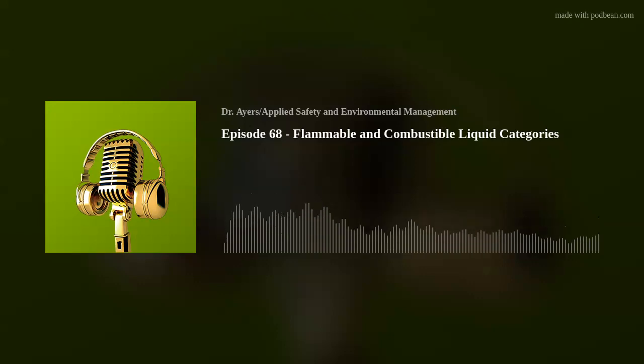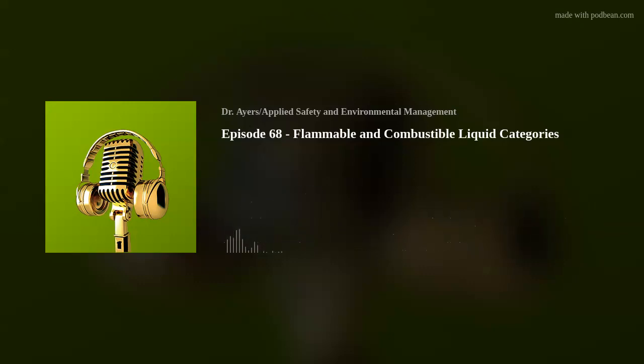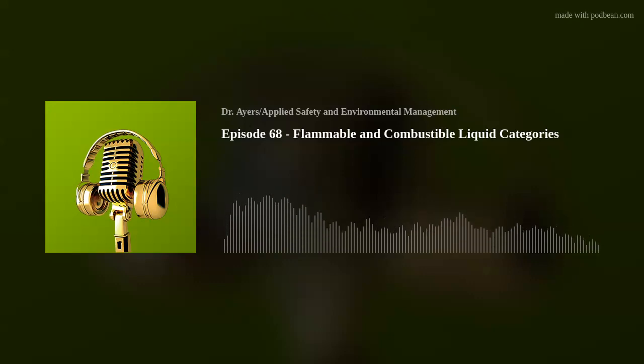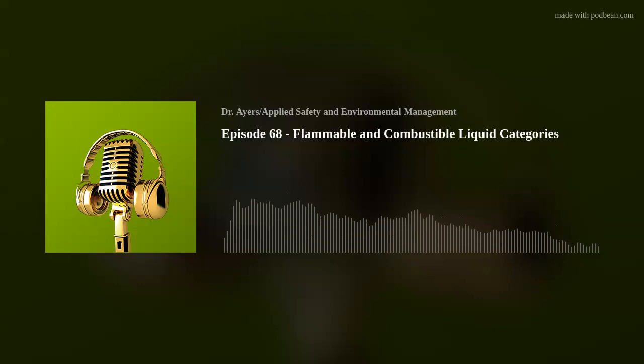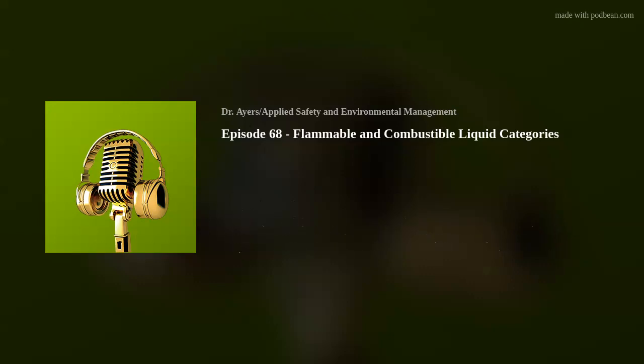Category 1 and 2 are flammable. And then when you look at 3 and 4, that's more known as a combustible liquid. So even though they just kind of call it overall a flammable liquid, it really has two separate meanings to it.